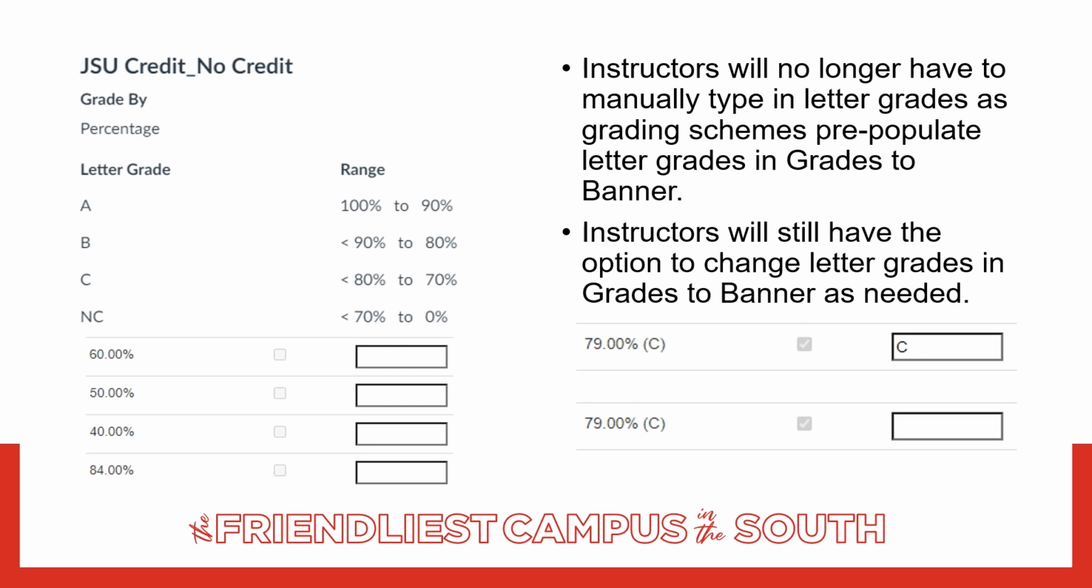The JSU Credit No Credit grading scheme has permissible grades of A, B, C, and NC. Based upon the criteria of the JSU Credit No Credit grading scheme, a numerical grade of 60 would pre-populate in Grades to Banner as an NC, 50 as an NC, 40 as an NC, and 84 as a letter grade of B.